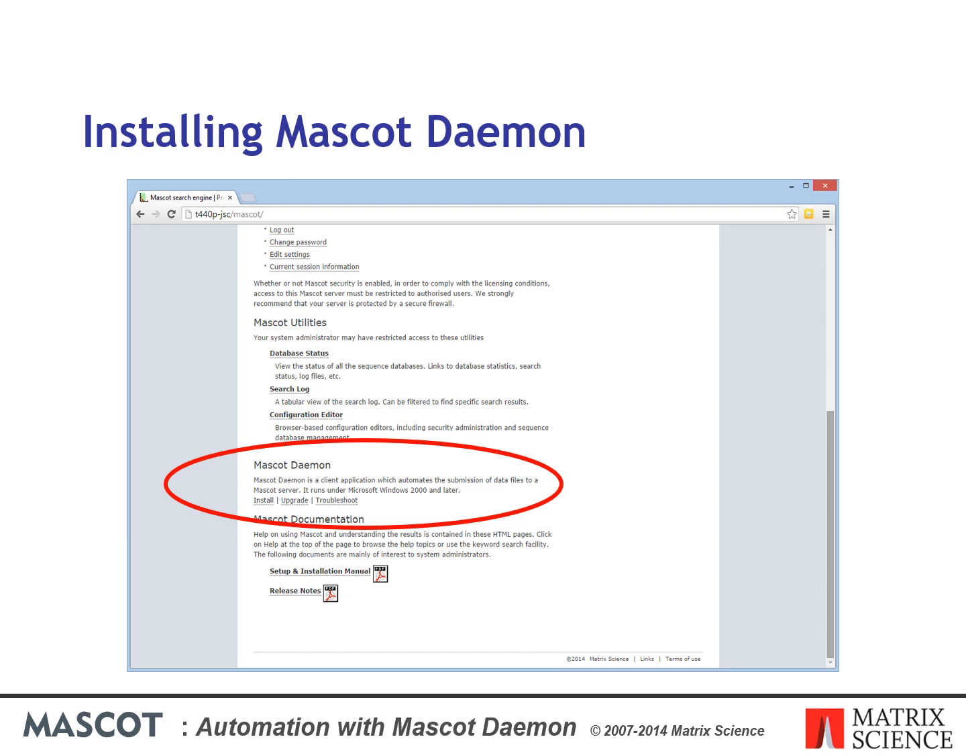Links to install and update Daemon can be found on your local Mascot homepage so that anyone with access to the server can easily get a copy of Daemon. You should try and make sure that you have the same version of Mascot Server and Mascot Daemon installed. An older version of Daemon will probably work, but it won't support features in a later version of Mascot Server.